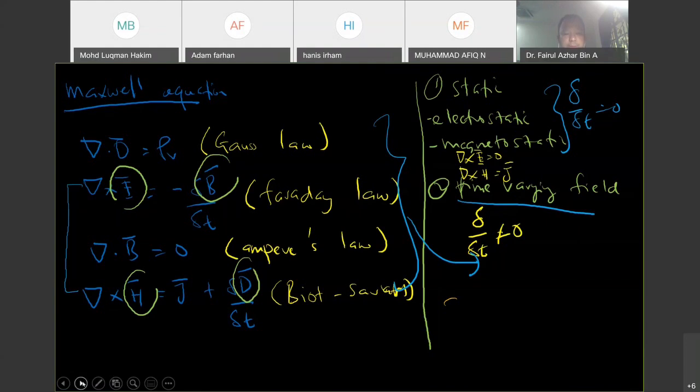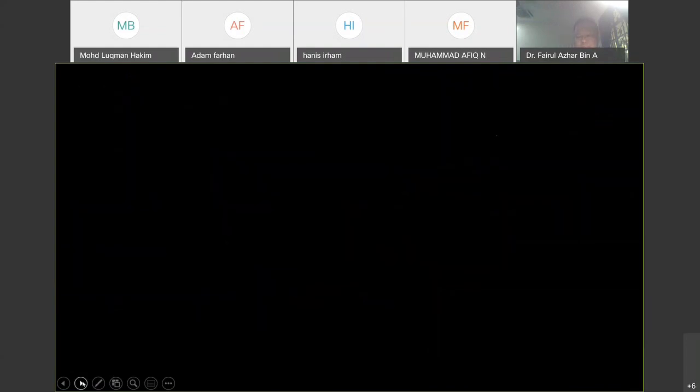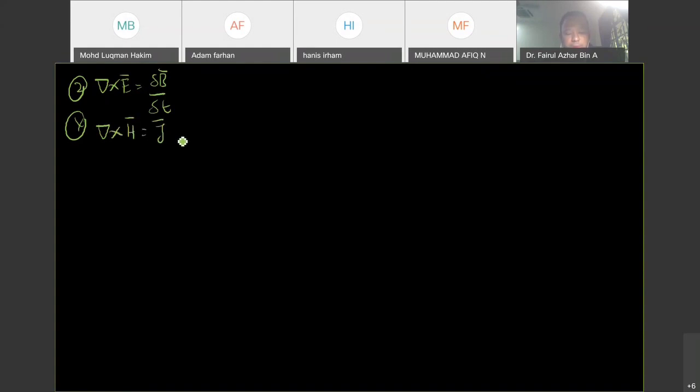All right. So that one is in terms of the Maxwell equations. Okay. So basically in this topic, we will focus more on the second and the fourth Maxwell equations. Whereas the second Maxwell equation is del cross E is equal to minus del B divided by del T. And for the fourth equation, we have del cross H is equal to vector of J plus del vector of D divided by dt.